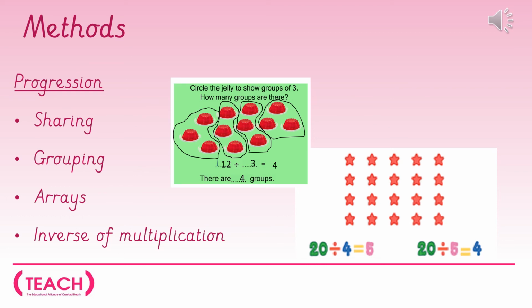So with division, we have a range of methods that we would use. We would do sharing, grouping, arrays, or we would then eventually teach them the inverse of multiplication. You can see an example here of where the children have had to group their objects into 3, therefore showing 4 groups. So 12 divided by 3 equals 4.